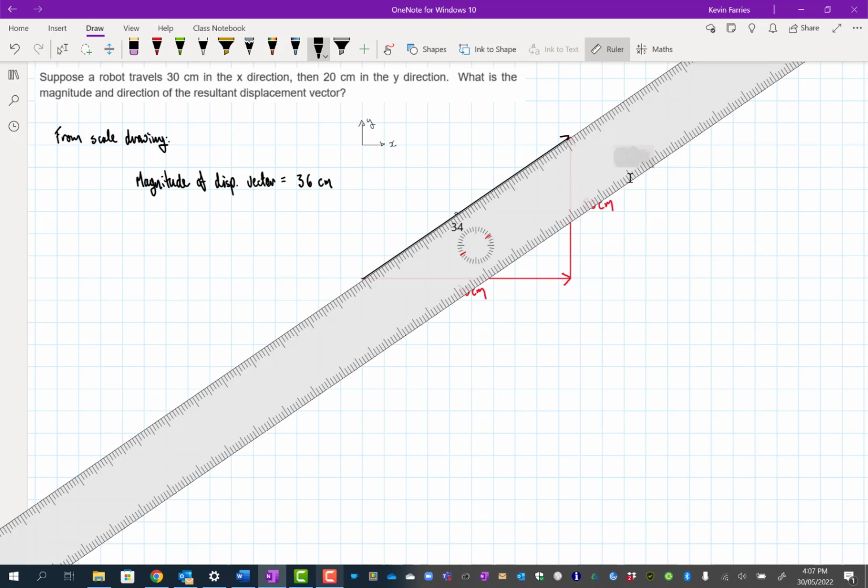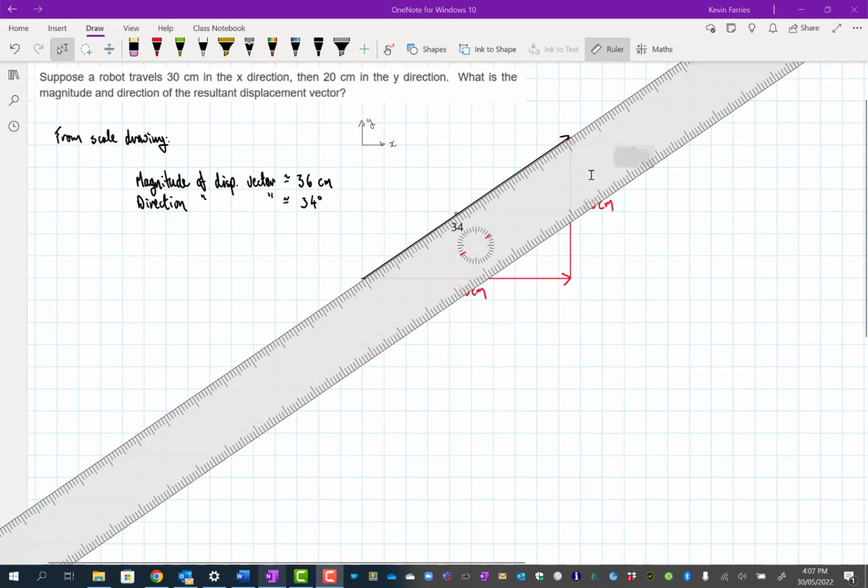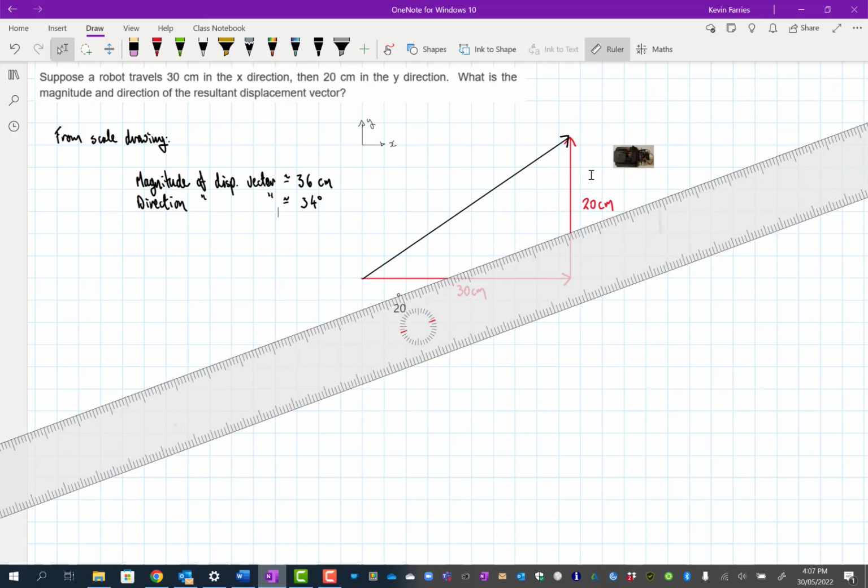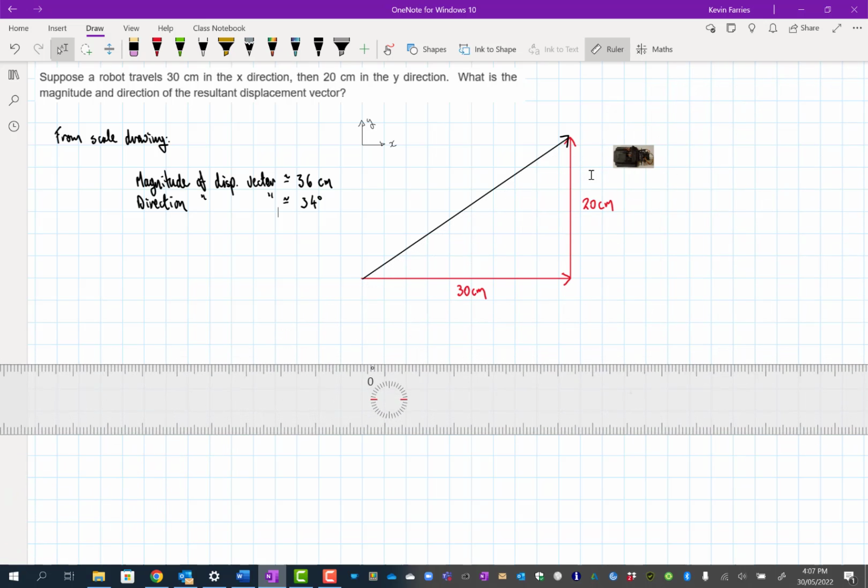And the direction of the displacement vector is, and I'm going to change these, 34 degrees, but bearing in mind this is just a scale drawing, we're just going to say approximately. That highlights one of the problems of using a scale drawing: your results are just going to be approximate, only as accurate as you can measure them.